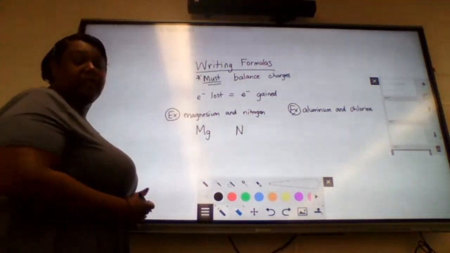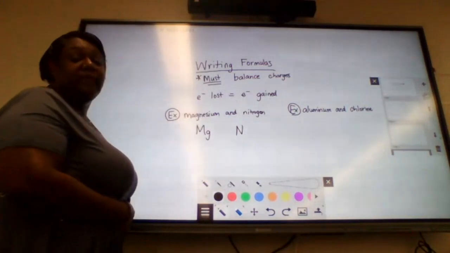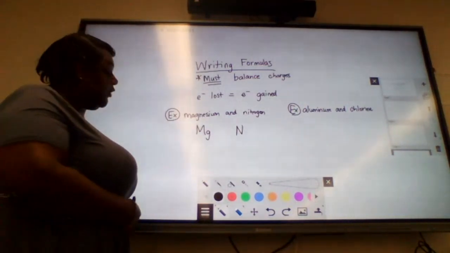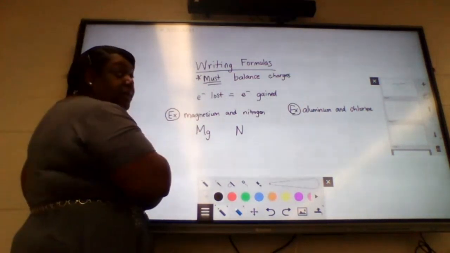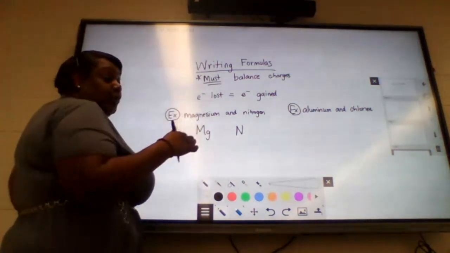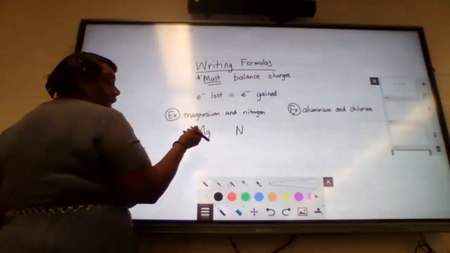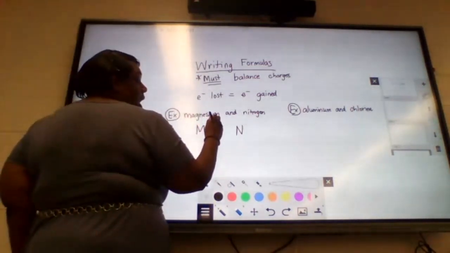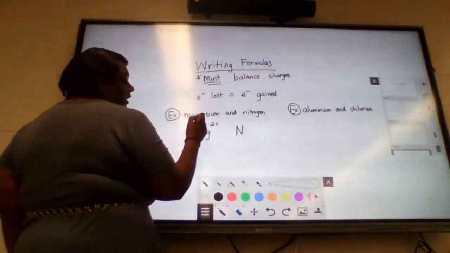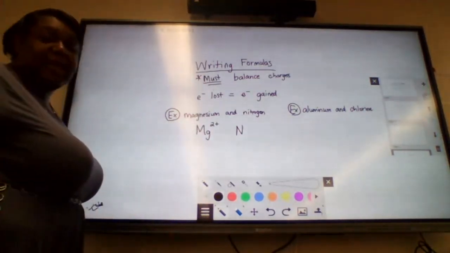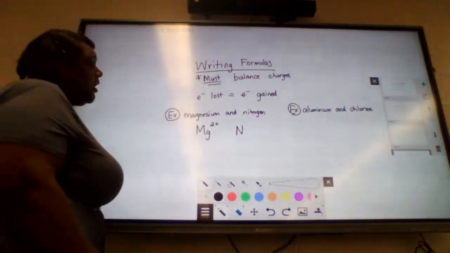Now, the next thing we also have to consider is what the charge is for each one of those ions. So if I'm talking about magnesium, magnesium is found in group 2. So we know the elements in group 2 all end up with a 2+ charge. And again, we write that charge at the top right as an exponent.